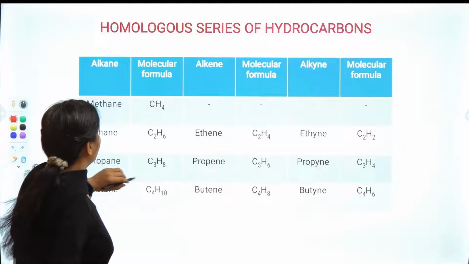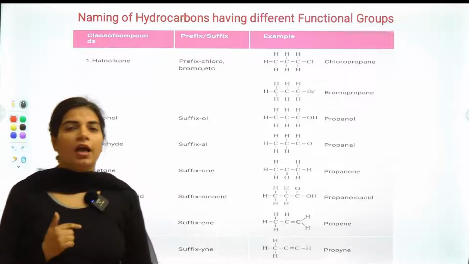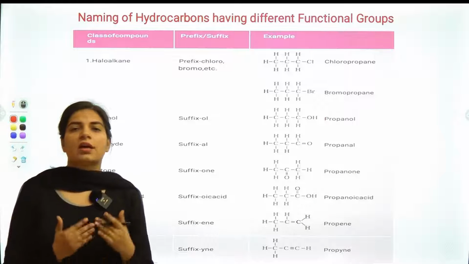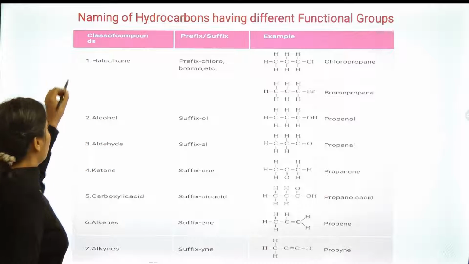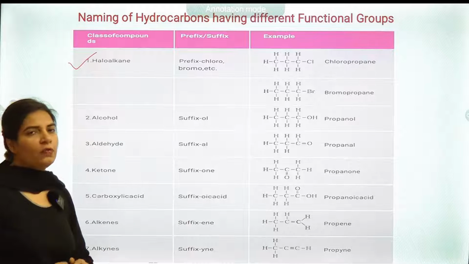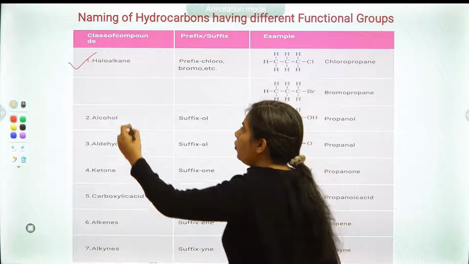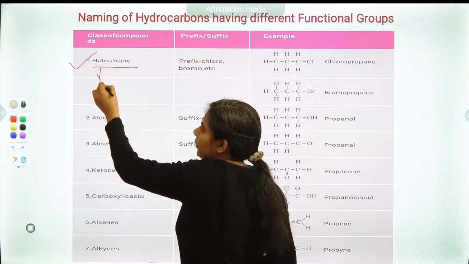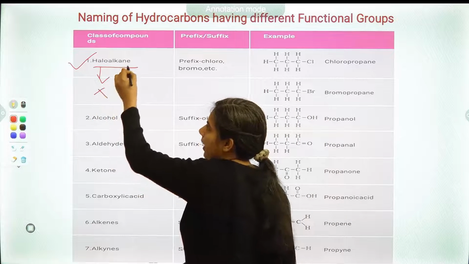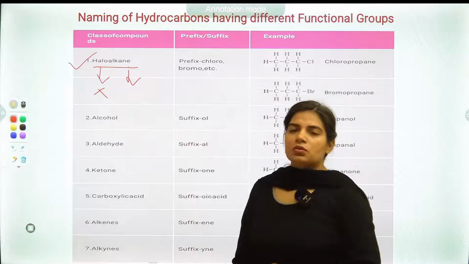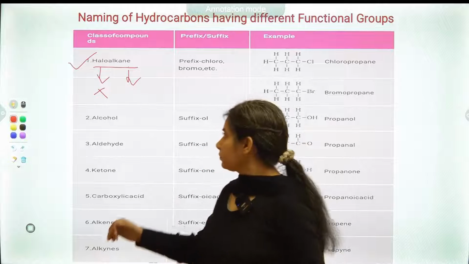Now, let's move to our next slide. Here we are going to discuss some important functional groups. Firstly, we are going to discuss the case of haloalkane. What is haloalkane? The word itself indicates halo is for halogens and alkane is for the members of hydrocarbon series where carbon has single bonds.